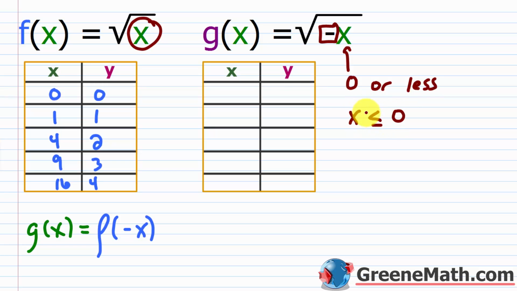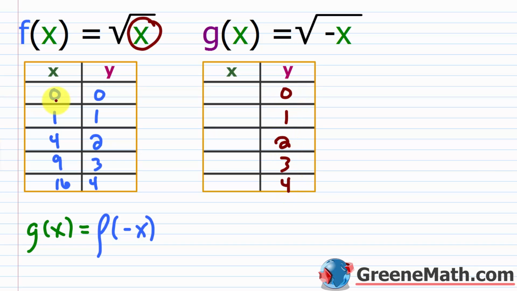Okay? So thinking about that, what's going to happen is for a given y value, now I'm going to have the opposite x value. So if I copy these y values down, 0, 1, 2, 3, and 4, what I can say is that this would still be 0 because the negative of 0 is just 0. This would now be negative 1, this would be negative 4, this would be negative 9, and this would be negative 16. And if you don't believe me, try that out.